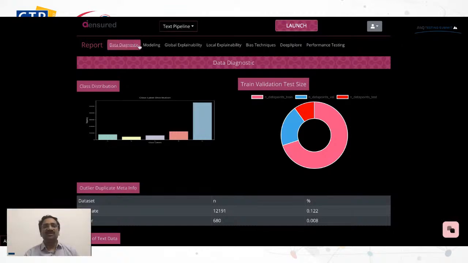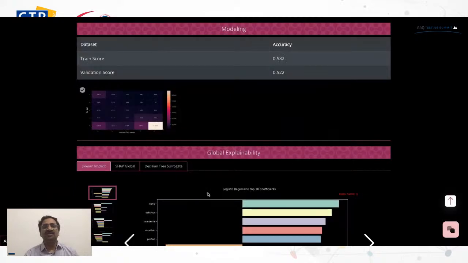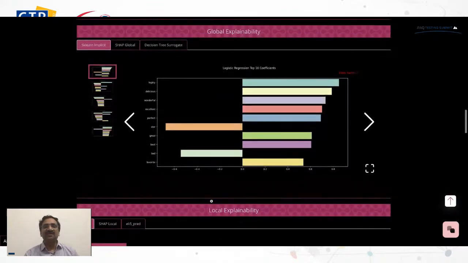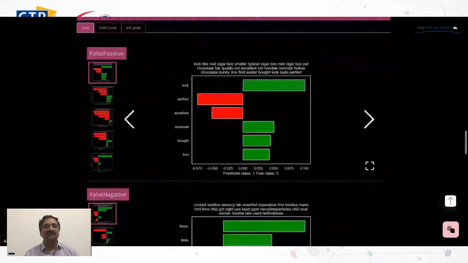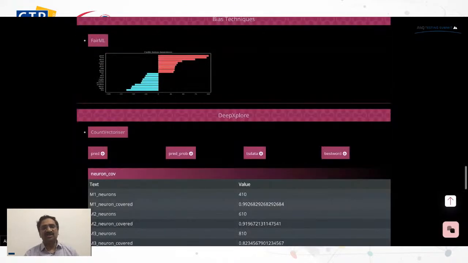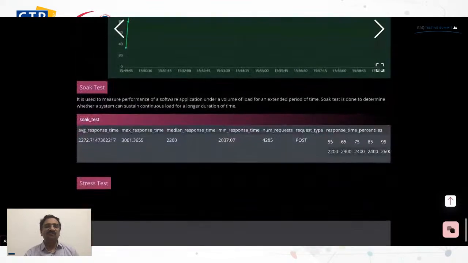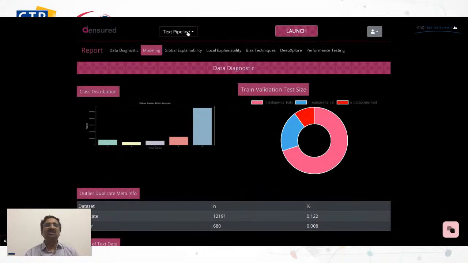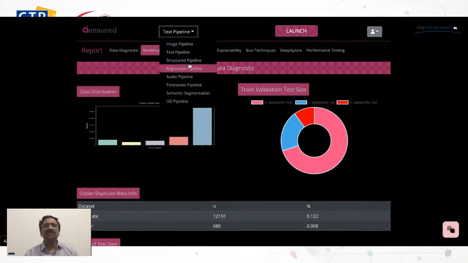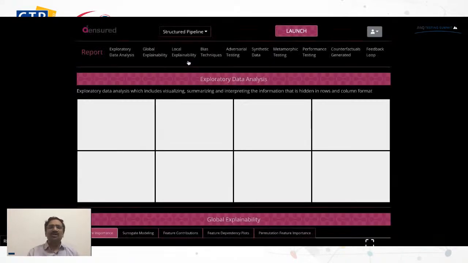So there's a lot of different types of data diagnostics that you can run. You can look at different explainability techniques for text as well. I unfortunately cannot take you into the details, but these are examples. You can do performance testing, you can do stress testing, and so on for text. You can do the same thing for structured data, meaning tabular data as well.